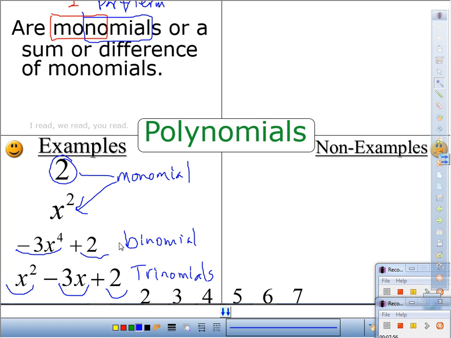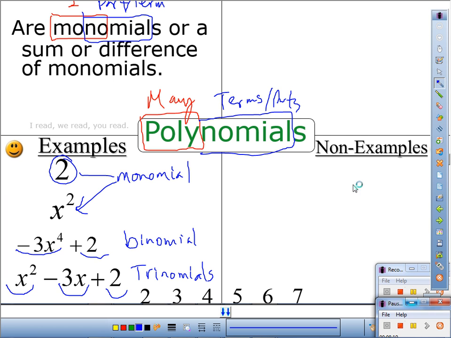But all of them together, they're called what? Polynomial. Why poly? Because poly means many. And we already know what nomials mean, right? Terms or parts. Okay, write that in there, please, so you remember. All right, here we go. So we understand what a monomial, binomial, trinomial, and polynomial are.